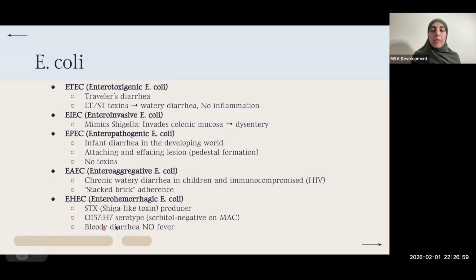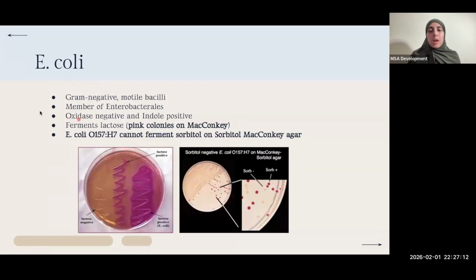And enterohemorrhagic E. coli, from the name hemorrhagic, so there is bloody diarrhea, but no fever. And also remember that O157:H7 is sorbitol negative on MacConkey agar. Just some last things. We talked about this mostly. It's gram-negative, motile bacilli. Yeah, we did talk about this.